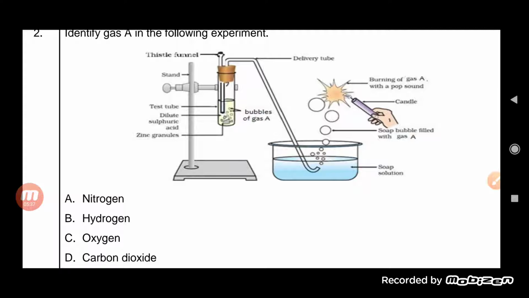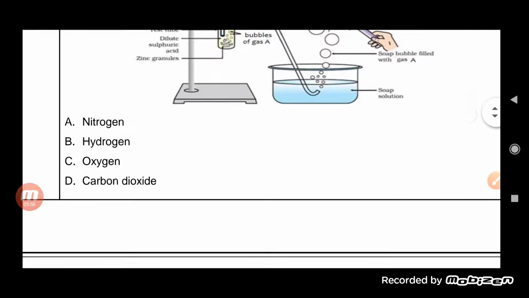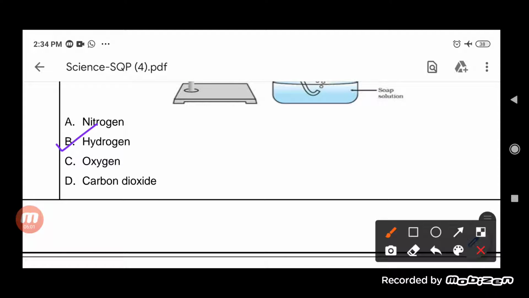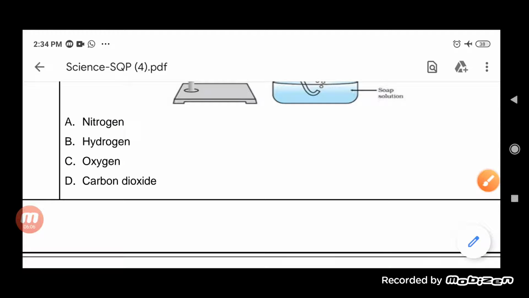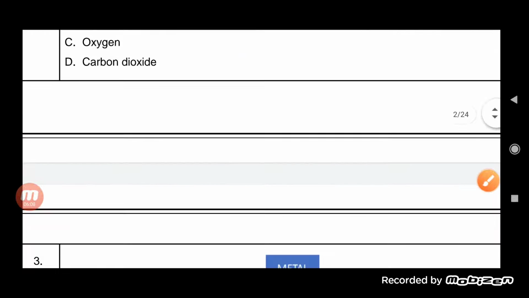So suppose the question is asked what kind of reaction it is, you will say that it is an exothermic reaction in which heat is evolved. This also indicates a characteristic of a chemical reaction, in which there is an evolution of a gas. So name the gas: nitrogen, hydrogen, oxygen or carbon dioxide. The answer will be hydrogen. It will burn with a pop sound, and this pop sound indicates that the gas is hydrogen gas.